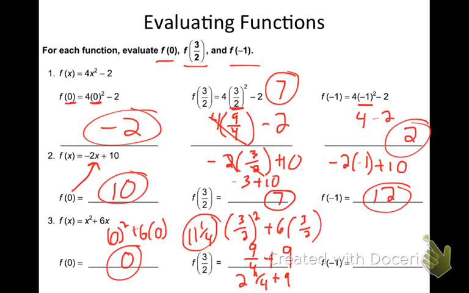And then the last one, negative 1. I have negative 1 squared plus 6 times negative 1. Negative 1 squared is what? 1. What's 6 times negative 1? So what's 1 minus 6? Negative 5. Good work. So there's my answers.